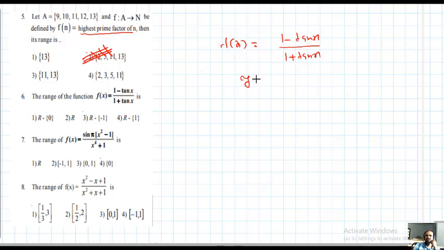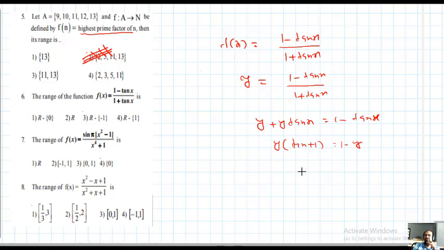y equal to 1 minus tan x by 1 plus tan x, or y plus y tan x equal to 1 minus tan x. You want to make tan x the subject, and from that you can make x the subject, that is not a big problem. y taken common, tan x plus 1 equal to 1 minus y, or sorry, tan x plus 1, what did I write wrong here?